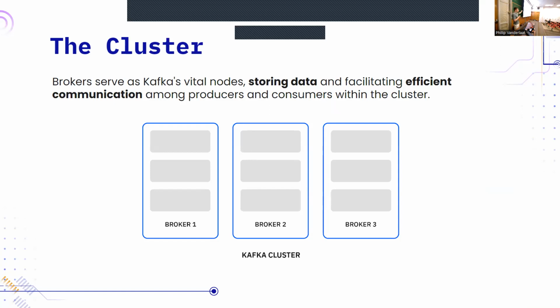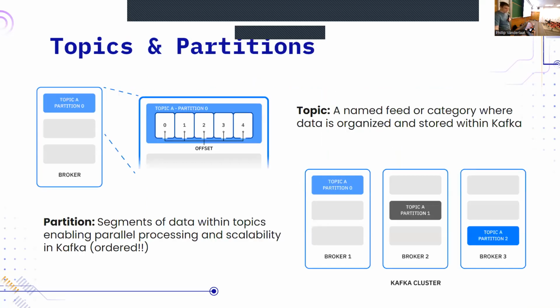Or we can also split topics. We'll split a topic in 3, let's say, and have the parts across broker 1, broker 2, broker 3. Think of these as the servers that are holding the information. It's like the backbone of Kafka.